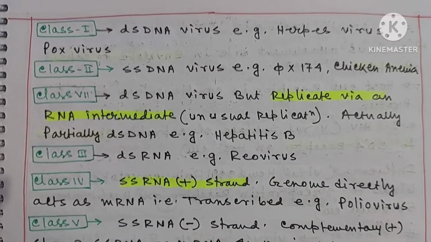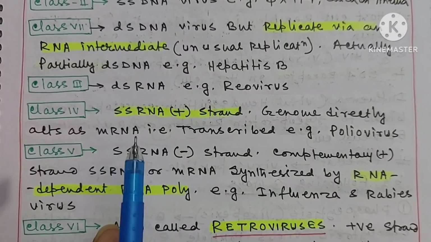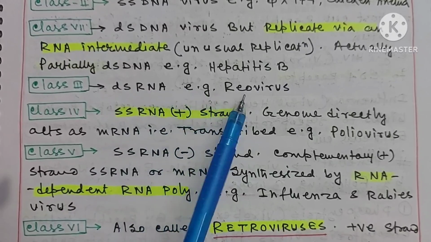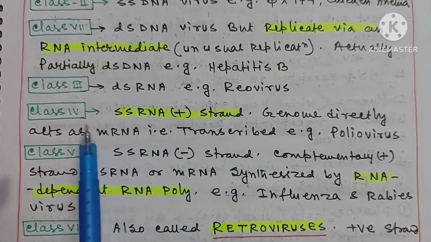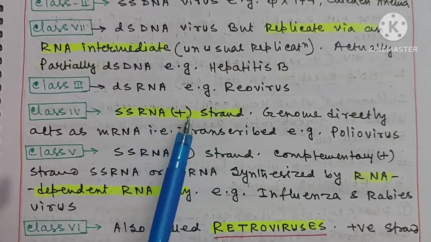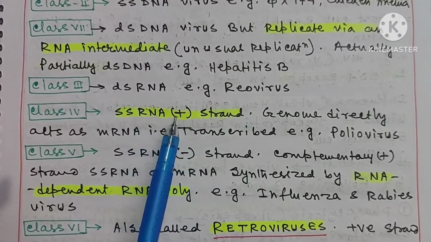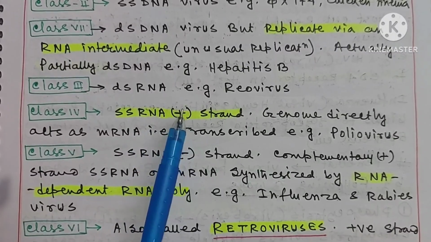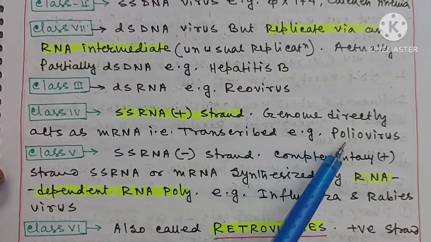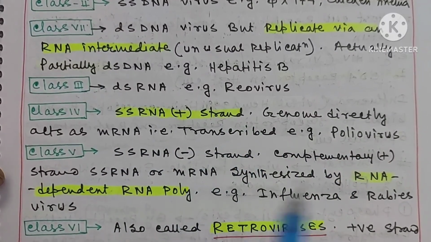Next, class 3 viruses are double-stranded RNA viruses, an unusual type of RNA. An example of these double-stranded RNA viruses is reovirus. Class 4 viruses are the single-stranded RNA containing viruses. This is plus ssRNA, and this plus ssRNA is directly involved in protein synthesis. An example of class 4 viruses is polio virus, whose RNA is directly involved in protein synthesis.